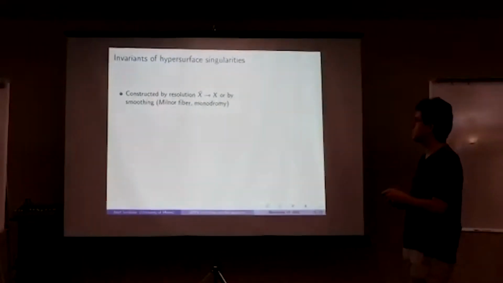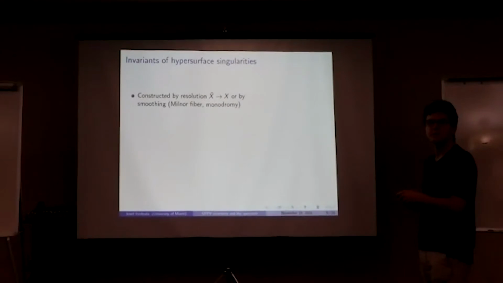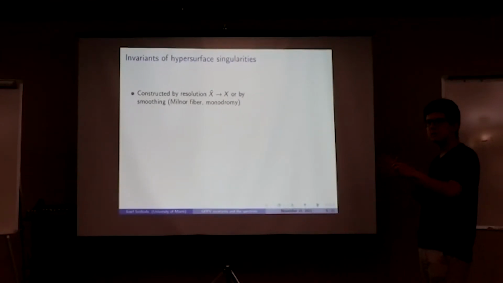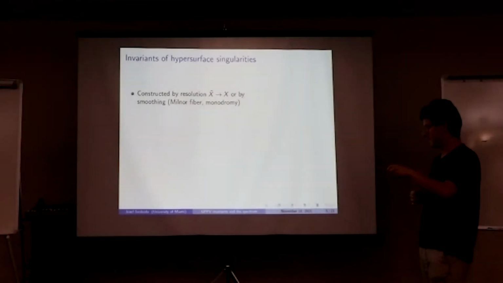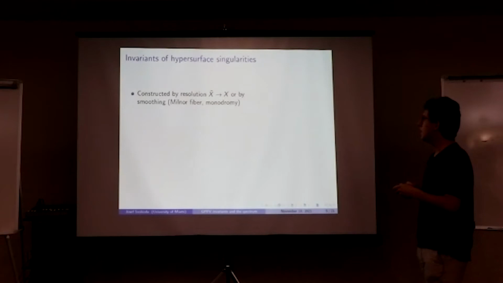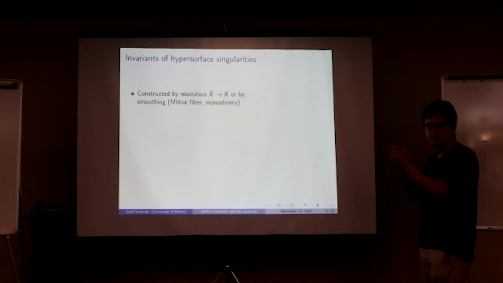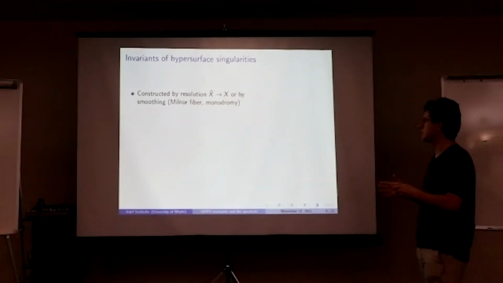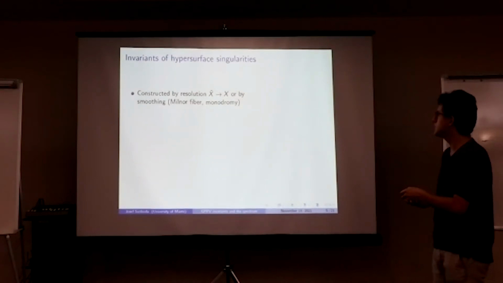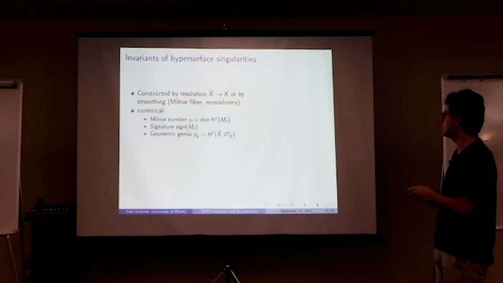So one way to construct them is by resolving the singularities, so finding a non-singular surface with a map which is an isomorphism everywhere except over this singular point, or by smoothing, so finding this nearby smooth fiber. So this is what we were doing in the previous slide. So this is this Milnor fiber.